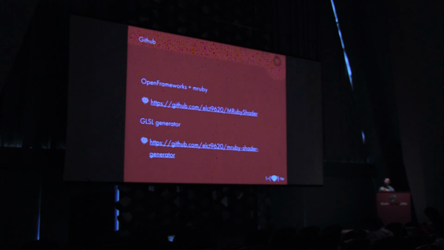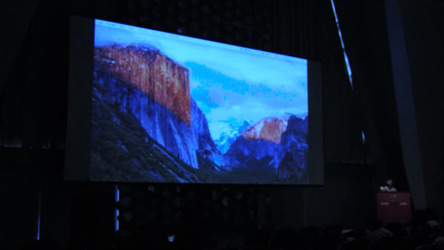And I put my code on my GitHub, so you can find it at this URL. And the shader generator, I think, is useful, so I separated it into another project. So I will demo how to modify Ruby code in real time, and you can see I added a model into my example.